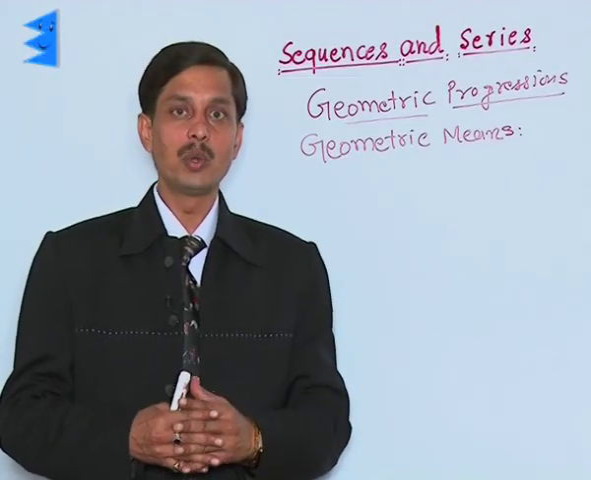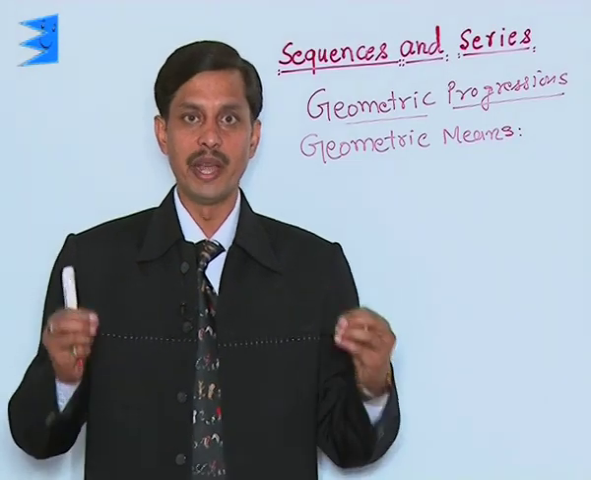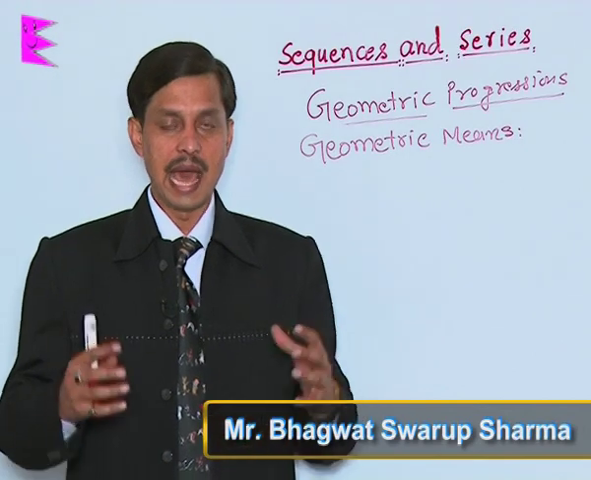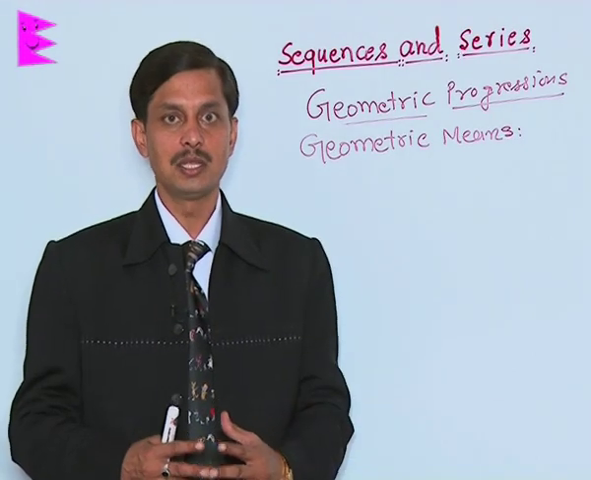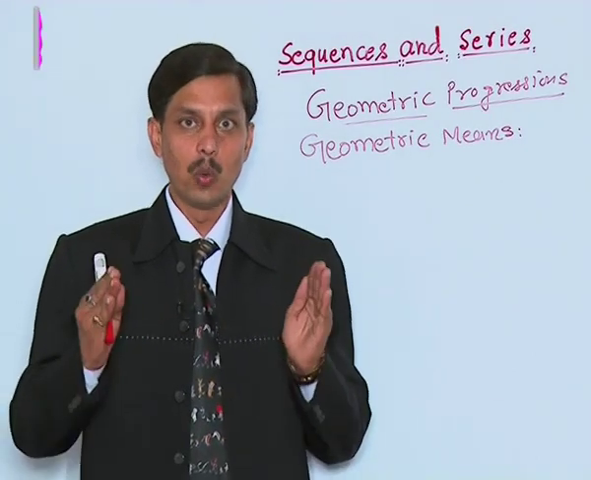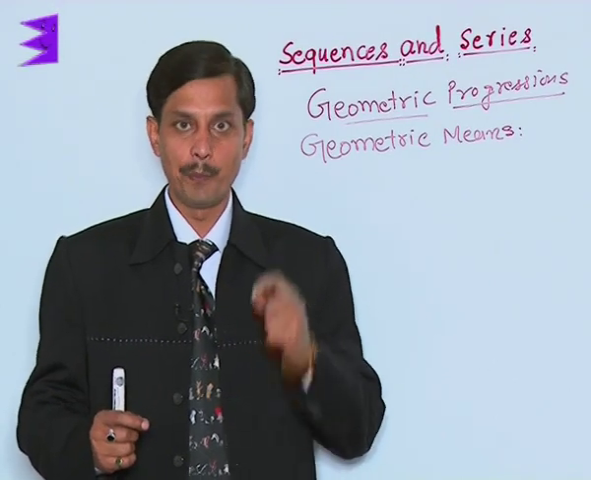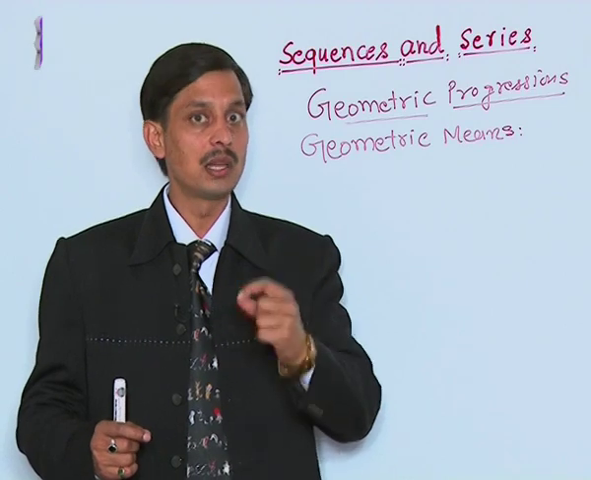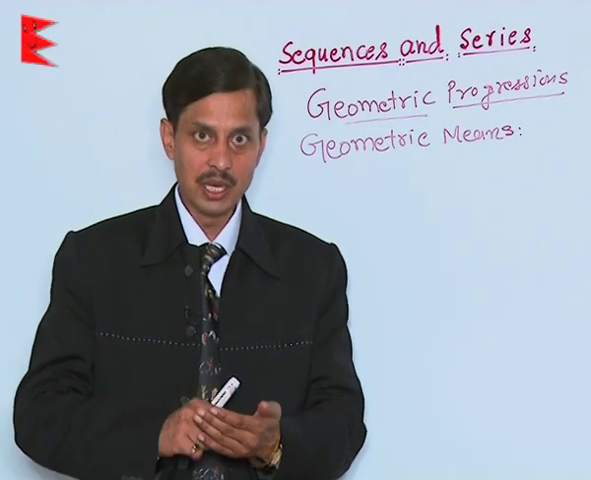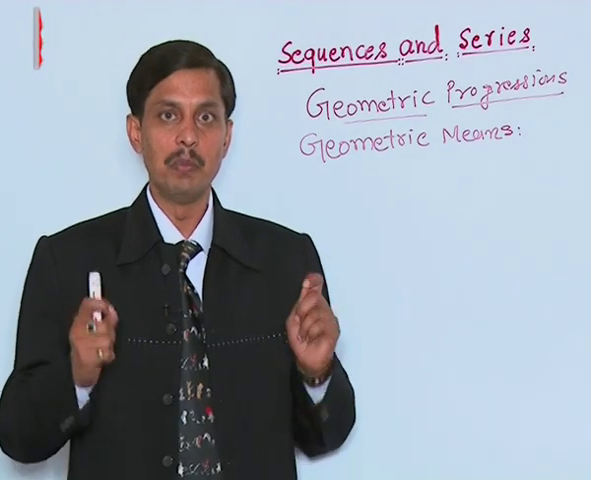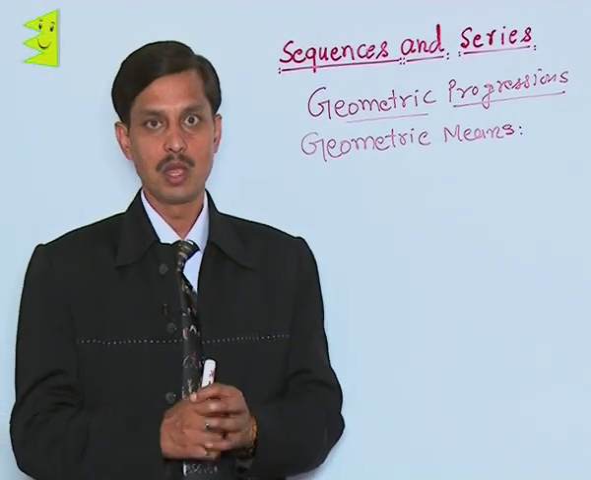Now I would like to explain how to find the GMs, that is, geometric means. As in arithmetic progressions, I have told you the formula and the approach to calculate the arithmetic means. But here I will explain how to find the geometric means between two given numbers.